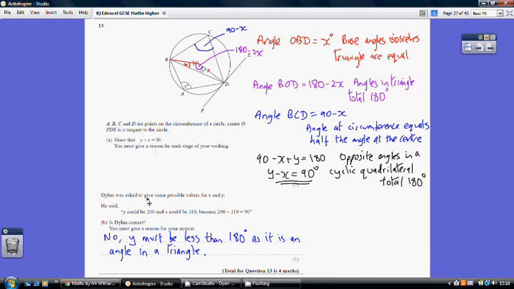Now for part B, Dylan was asked to give some possible values for x and y, and he starts off by saying y could be 200. Well look, y is an angle in a triangle. Now angles in a triangle add up to 180, so there's no way y could be 200. y's got to be less than 180 degrees as it is an angle in a triangle.